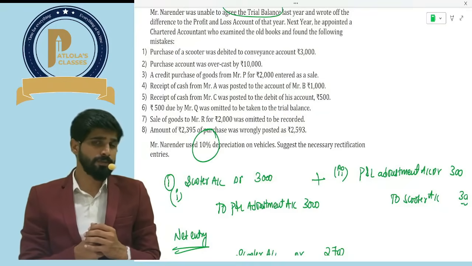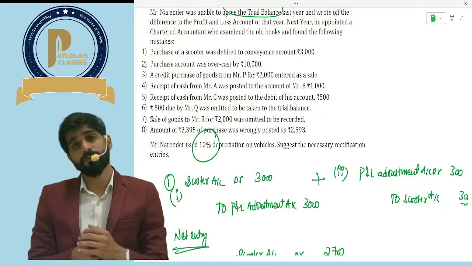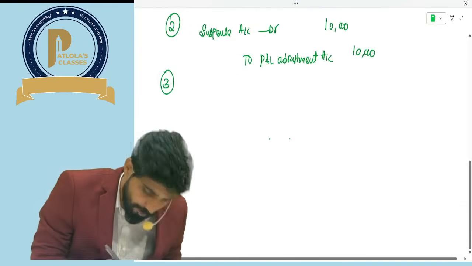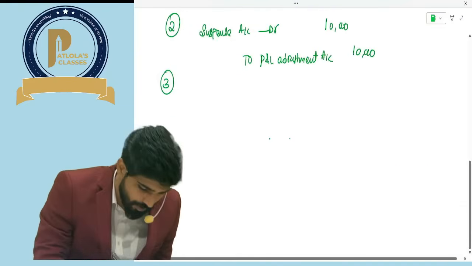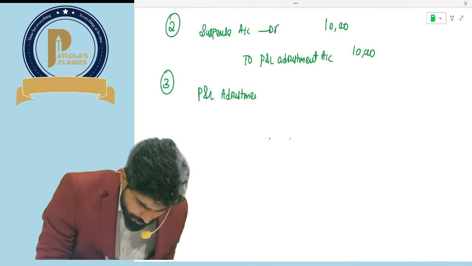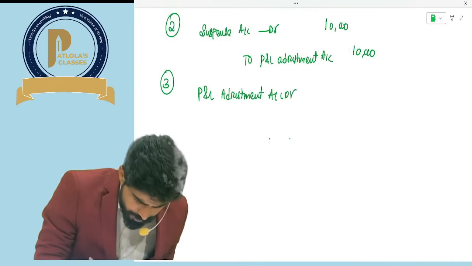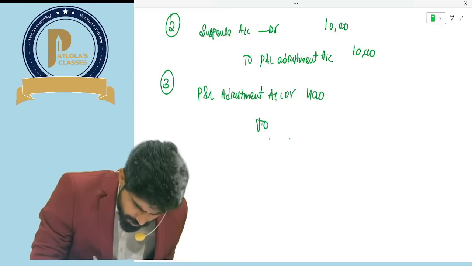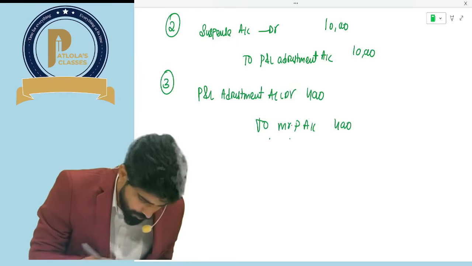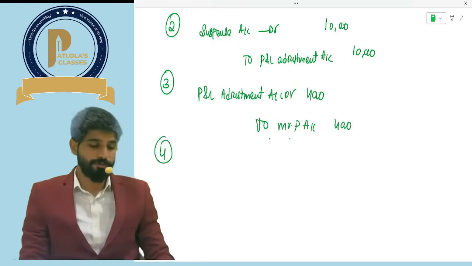But are we going to use the word purchase and sale? No, we are going to use the word P&L adjustment. So the rectification entry will be, in place of purchase and sale, both we are going to use P&L adjustment. So entry will be P&L adjustment account debit 4000 to Mr. P account. How much? 4000. Wonderful. Let's get into the fourth one.